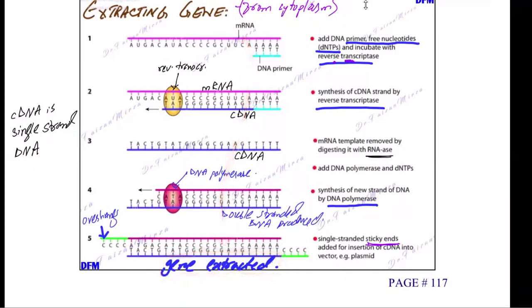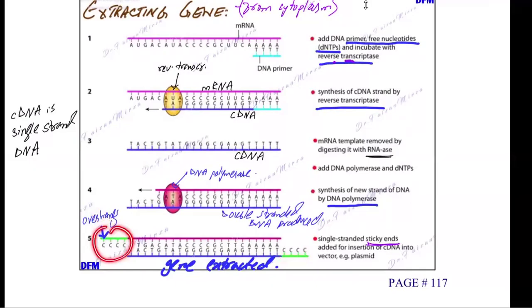Now, once the gene has been produced, this is the gene. Now you have to add this gene into a host cell. To add this gene into a host cell, you have to add overhangs on both ends of this gene. These overhangs are the sticky ends. You add free nucleotides of one sort on one end of the molecule, and on the opposite end, you add the same again.